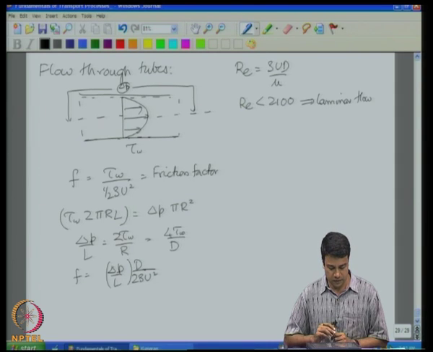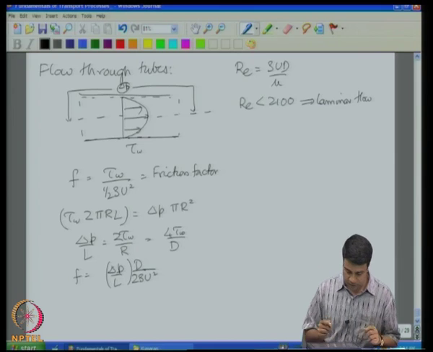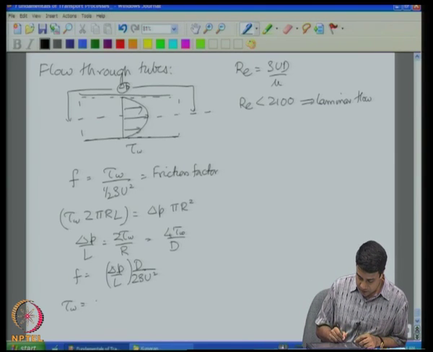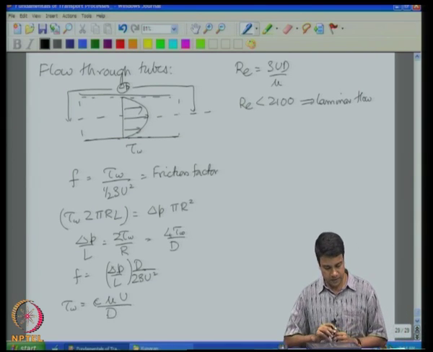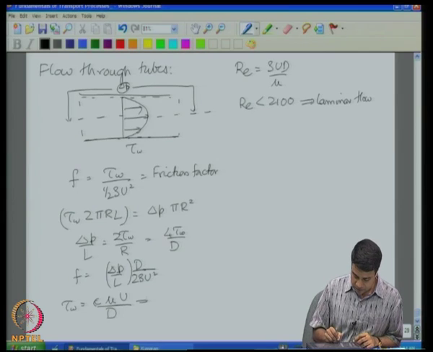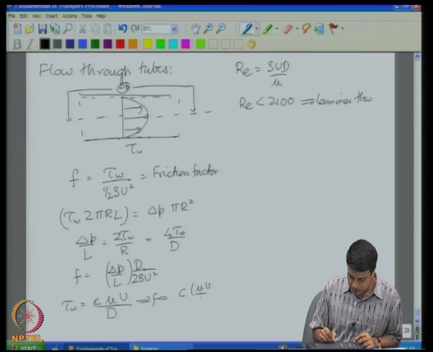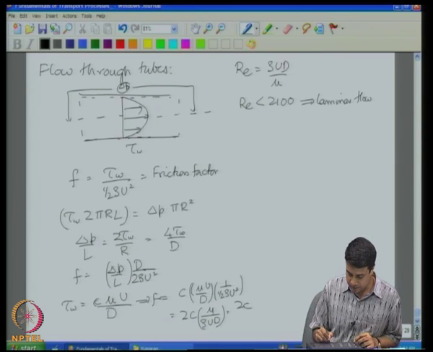Therefore, the shear stress should be only a function of the viscosity, the velocity, and the diameter. That means that tau w is equal to some constant times viscosity times velocity divided by the diameter, which means that the friction factor is equal to this constant times mu u by d times 1 by half rho u square, which will be equal to 2 c times mu by rho u d, which is equal to 2 c by Reynolds number.